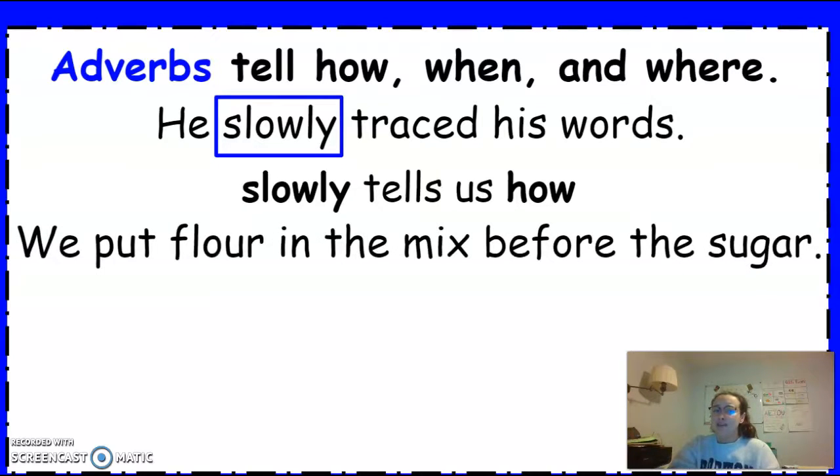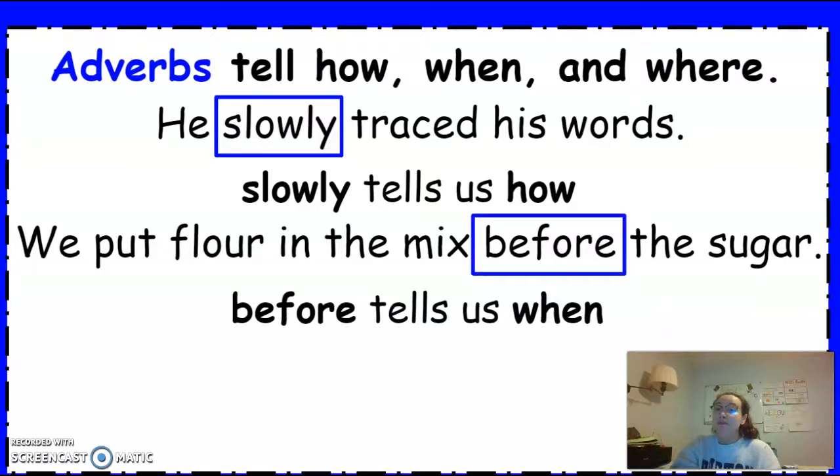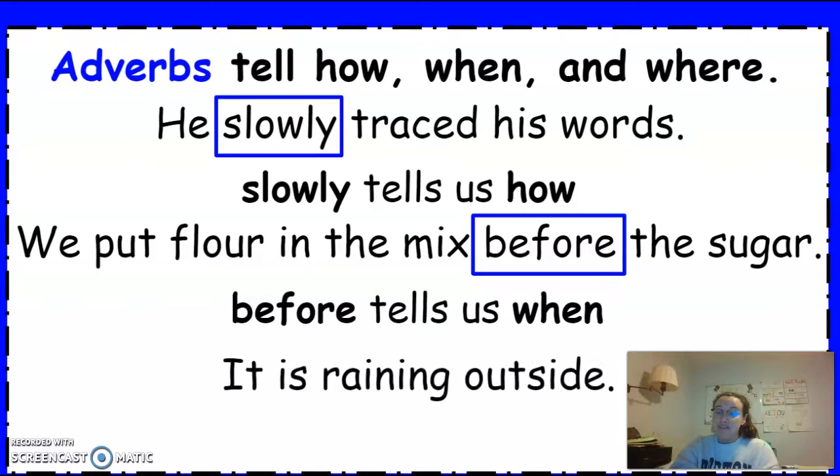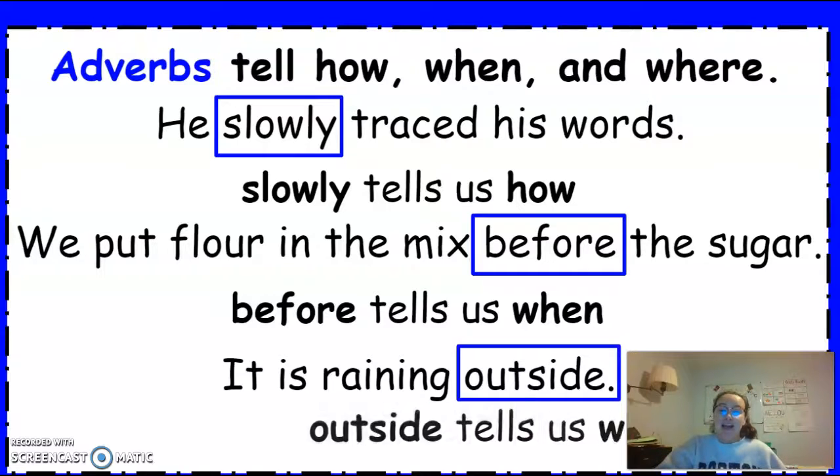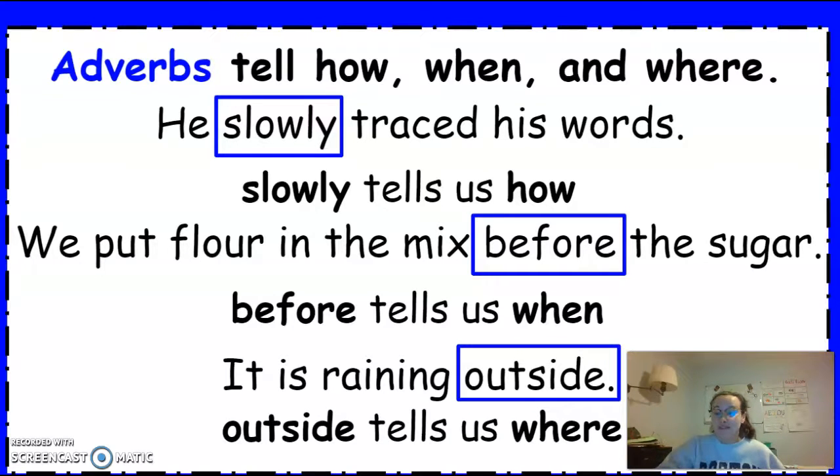The next example says, we put flour in the mix before the sugar. What do you think might be the adverb there? Before. Before tells us when it is happening. The last sentence is, it is raining outside. What do you think the adverb is for that sentence? Outside. Outside is telling us where this happened.